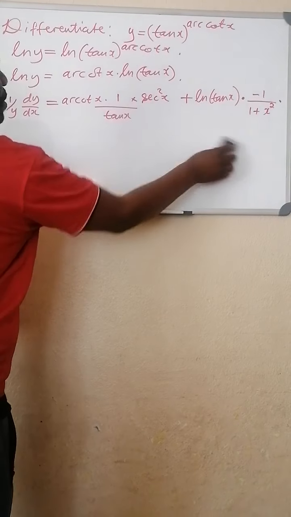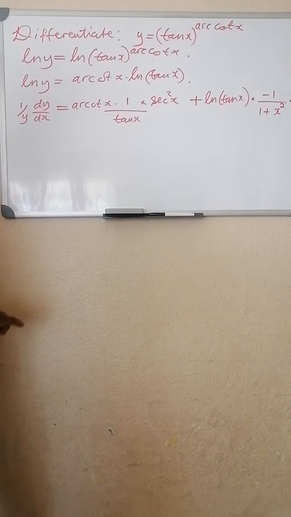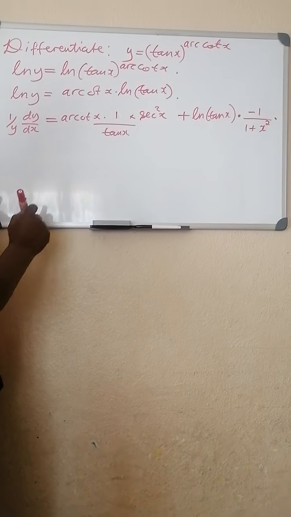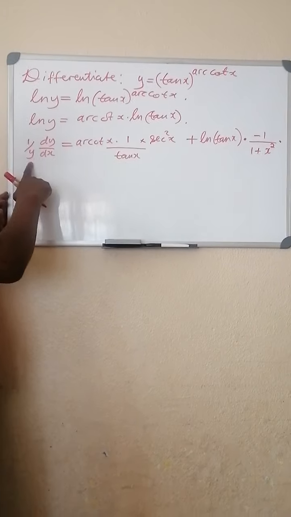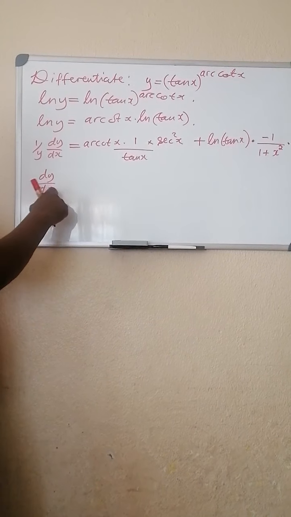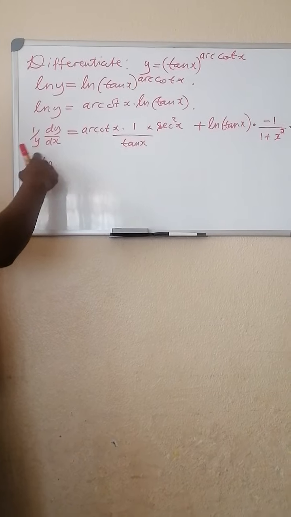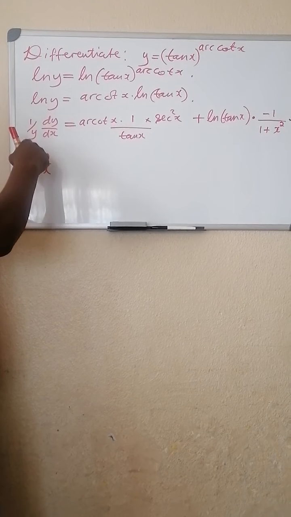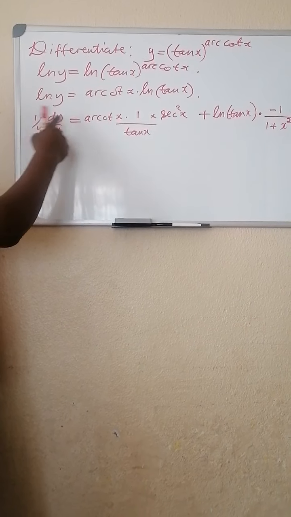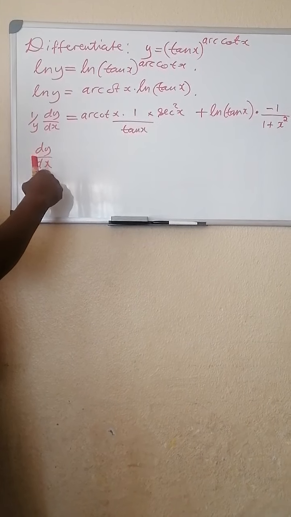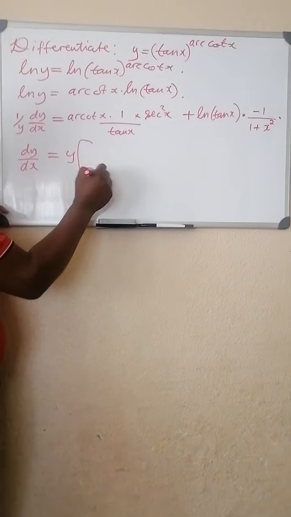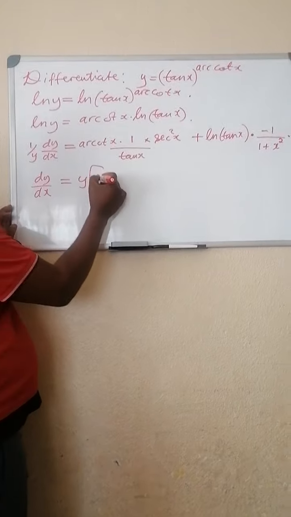So now, this will be the derivative. The only thing left would be to simplify. When we simplify, we must not forget that we are determining dy/dx, the derivative. So we need to multiply by y on both sides, such that we are left with dy/dx on the left hand side. Now this will be y times the whole thing. Now we can simplify.